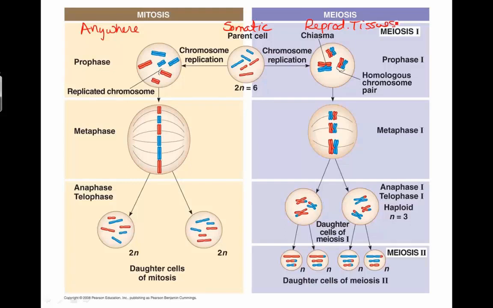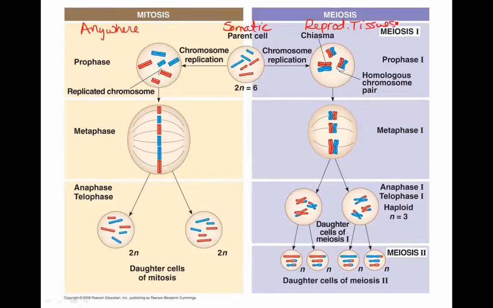Now additionally, this parent cell, regardless of the process it will go through, is going to go through an initial interphase process. During that interphase, it will replicate or copy all of the chromosomes. This means that the sister chromatids will be genetically identical to each other at the beginning of mitosis and meiosis.